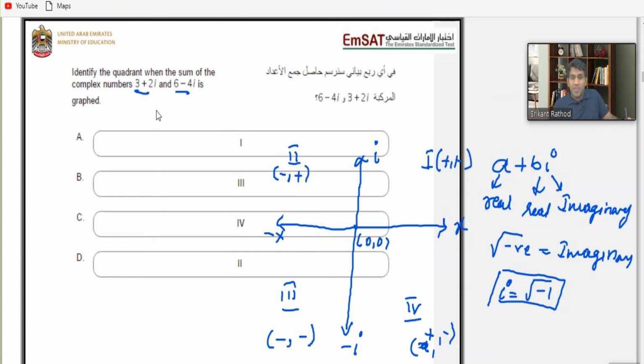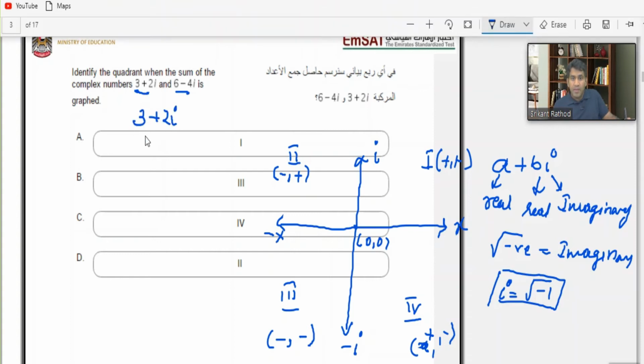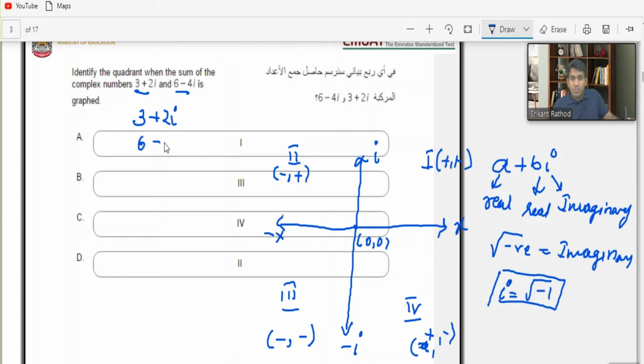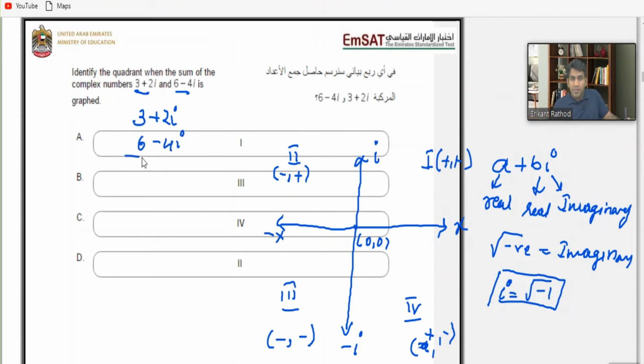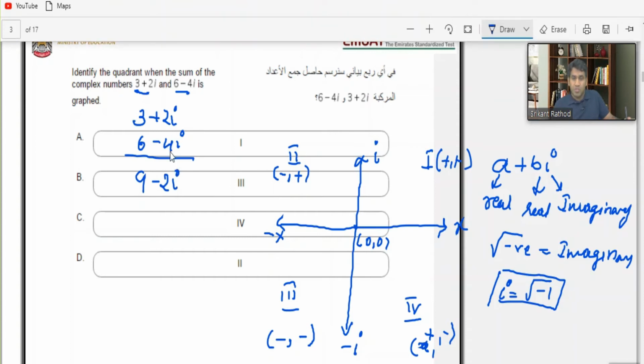Now they are asking for the sum of the complex numbers and which quadrant it represents. When they are talking about the sum, just add 3 plus 2i and 6 minus 4i, adding the like terms. When you add the like terms, what happens? 3 plus 6 is going to be 9, plus 2i minus 4i is going to be minus 2i. It's basically minus 4 plus 2, right?